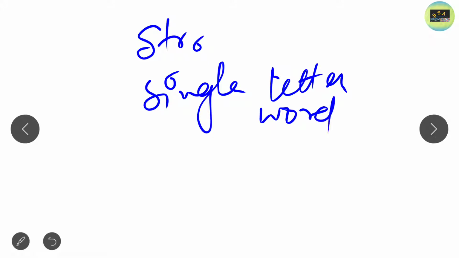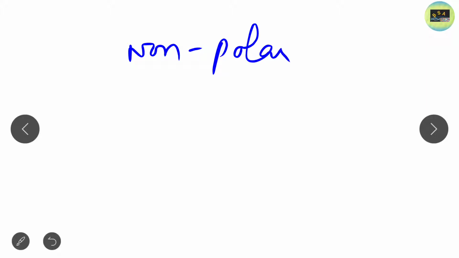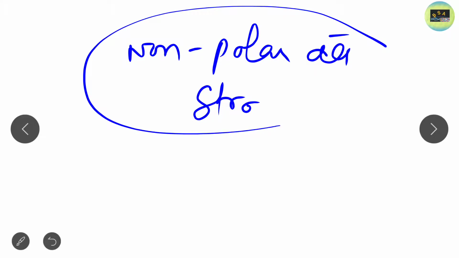So, specifically in today's lecture, we mainly deal with the non-polar amino acid structures, and in the next lecture, we will discuss the polar amino acid structures, as we classified amino acids into polar as well as non-polar. So let's start today's lecture, that is the structures of amino acids, that is non-polar.